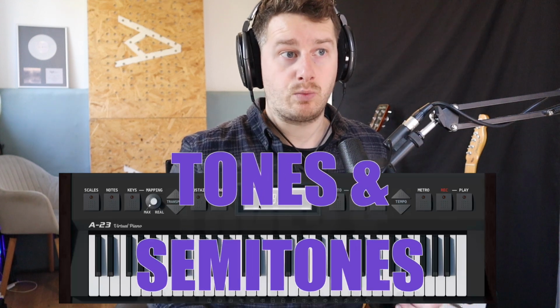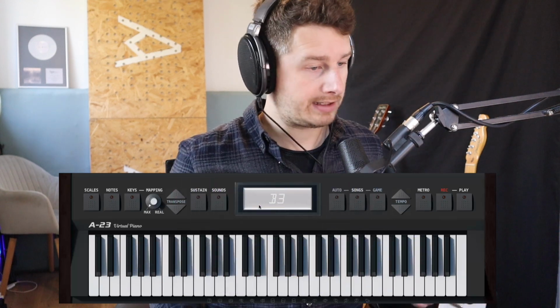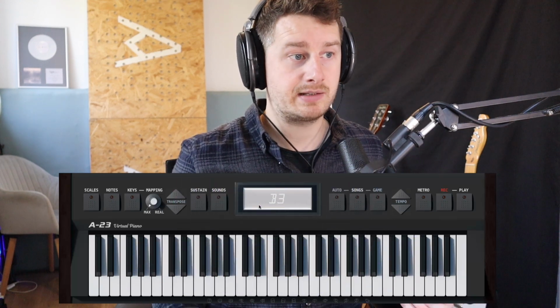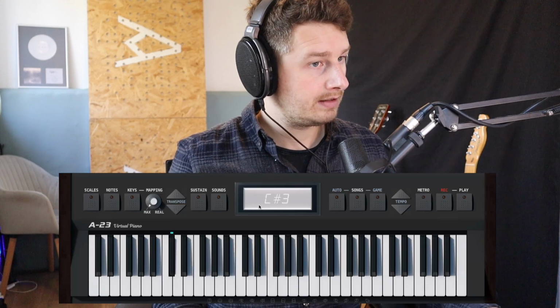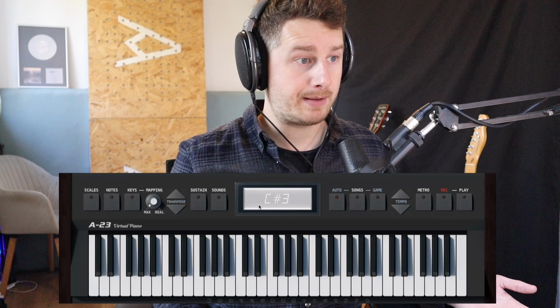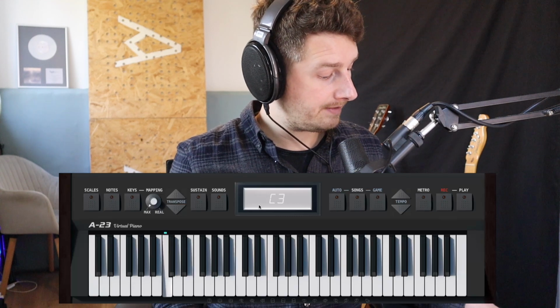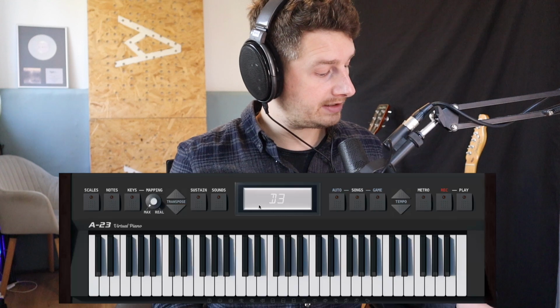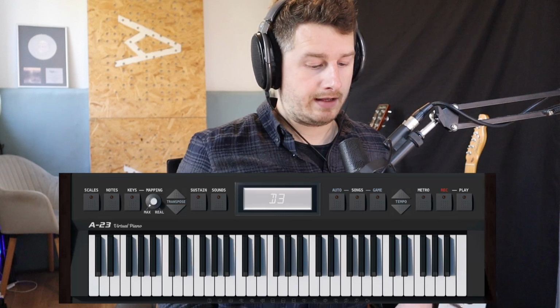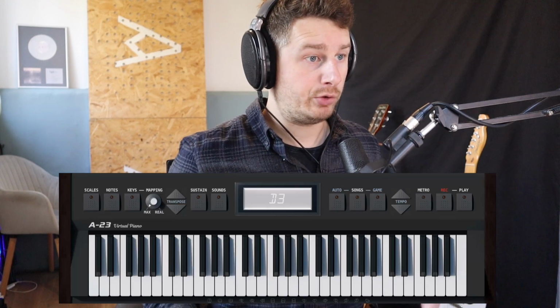So next thing to know is what is a semitone, what is a tone? A semitone is the smallest distance between 2 notes. So going from the C to the C sharp there is a semitone. Going from the C to the D is a tone. So these 2 differences are what are called intervals. And this is going to be important for us when we are building up chords.